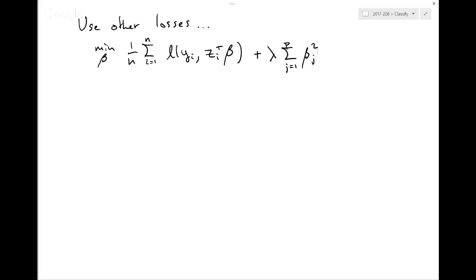Okay, so this is the basic form for our minimization. This loss could be the logistic loss, it could be the SVM loss, and it could be least squares loss. Even though we talked about the disadvantages of least squares, everything follows even if we use that. Okay, so we're going to derive the kernel trick here.